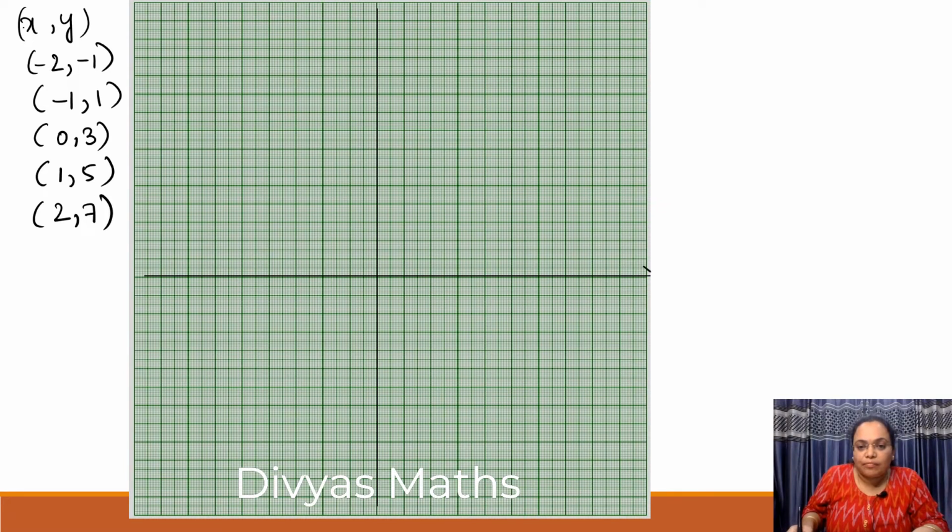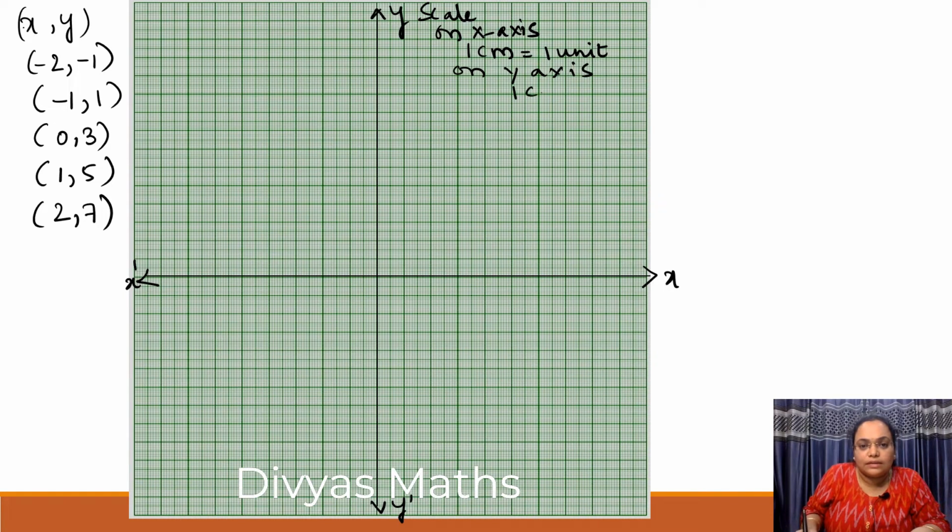Most important is you need to write the scale. Scale is the most important thing you have to write. You should not forget it. If you forget writing the scale, you will lose marks. On the x-axis I will take 1 centimeter is equal to 1 unit, and on the y-axis 1 centimeter is equal to 1 unit.